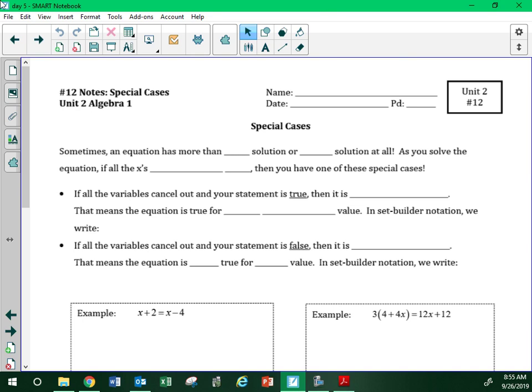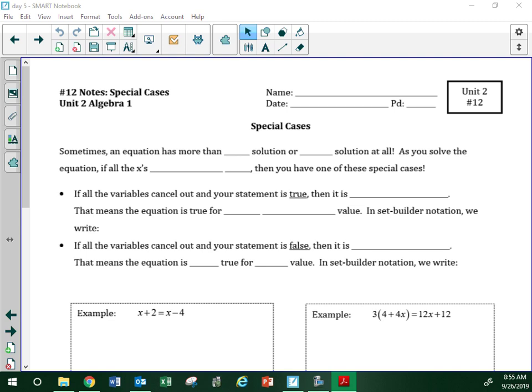So normally when we solve our equations in Algebra 1, you get just one answer, x equals 3, or x equals 5, or x equals -10. But what we're going to look at today is sometimes we get an equation that has just one solution, or no solution, or it might have infinite solutions. Okay, so that's what we're going to be taking a look at today.